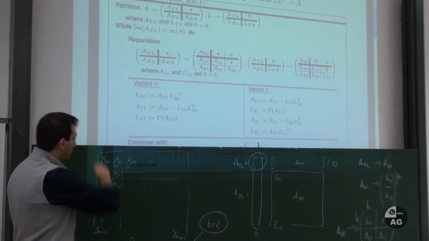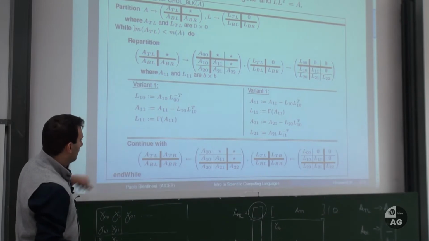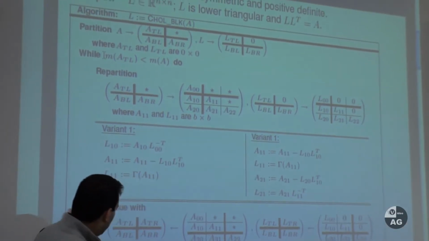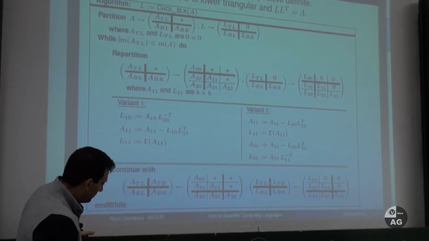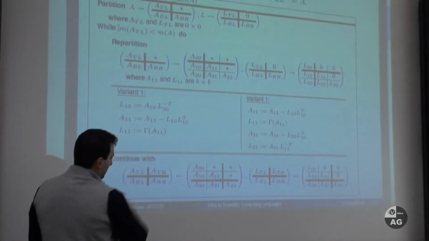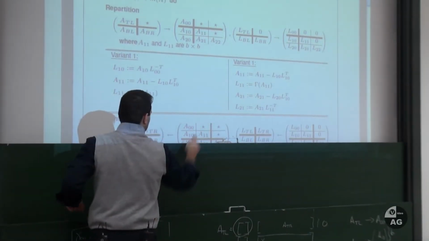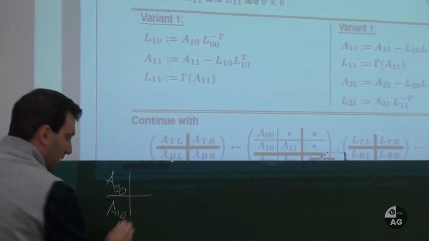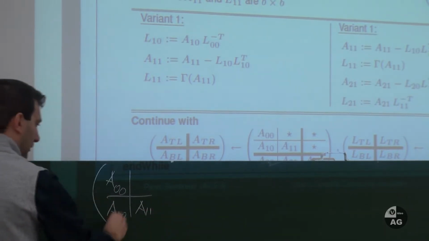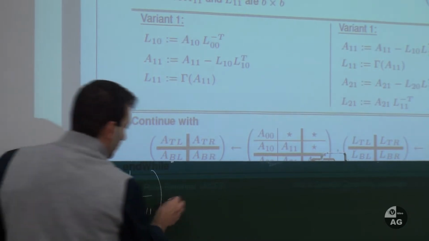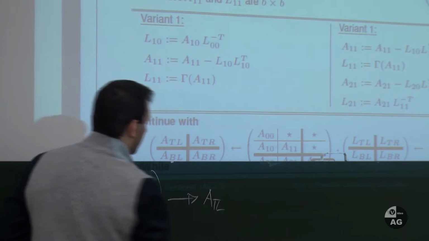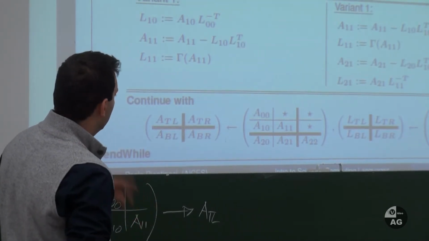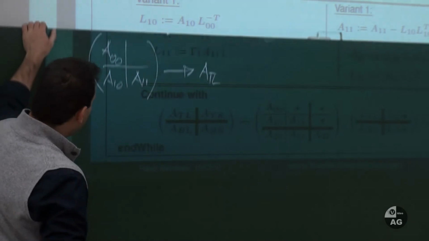But let's forget about math for now. Let's just see what this slide wants me to do. In the end, what do they want me to do here? First of all, there is an instruction that tells me that whatever was A00 should be put together with A10, together with A11, and all of that should become A top left. So, this is what we want to do.